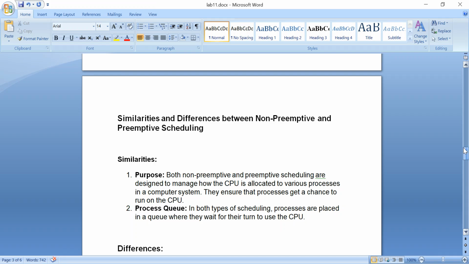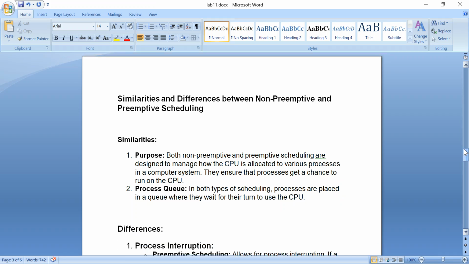So what are the similarities between preemptive and non-preemptive? Both non-preemptive and preemptive scheduling are designed to manage how the CPU is allocated to various processes in a computer system. They ensure that the processes get a chance to run on the CPU. So the purpose is the same: processes need to be managed by the CPU, and how does the CPU manage these processes? The main purpose is scheduling.